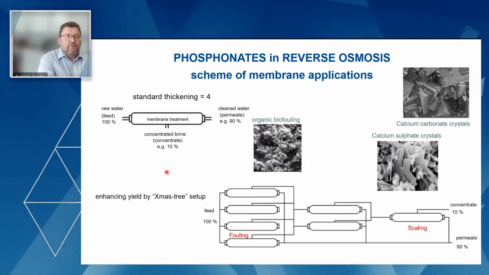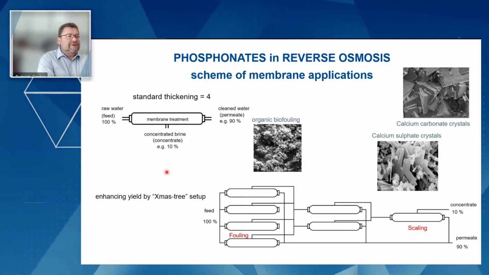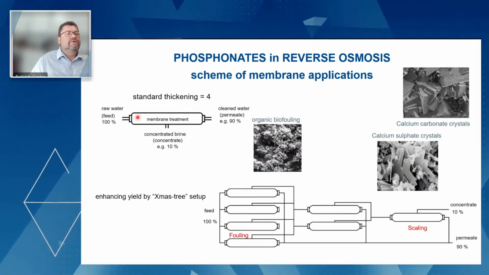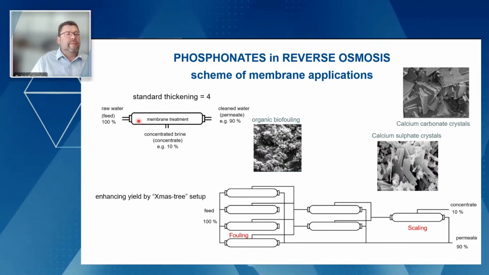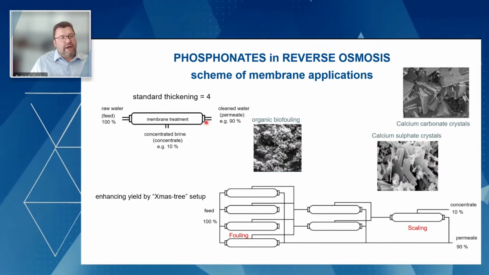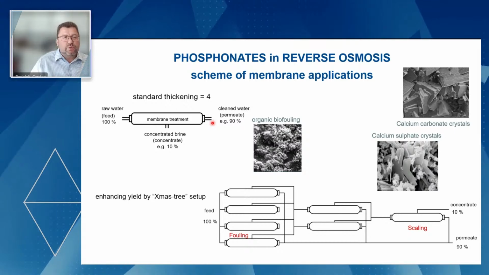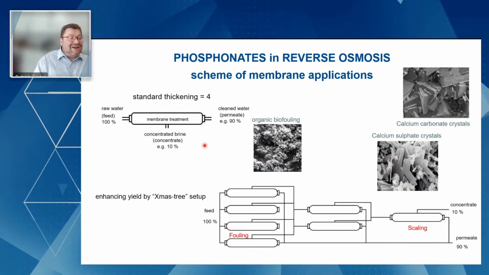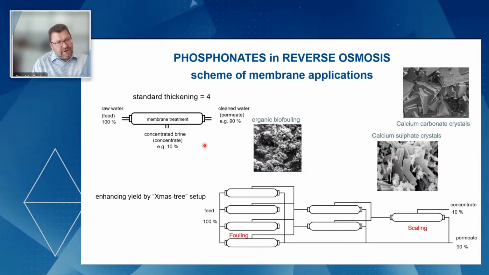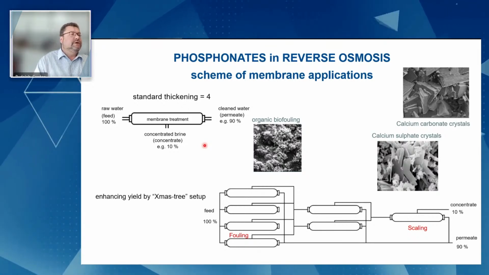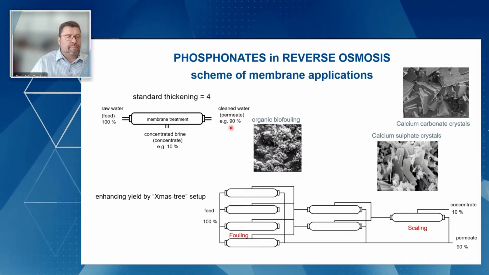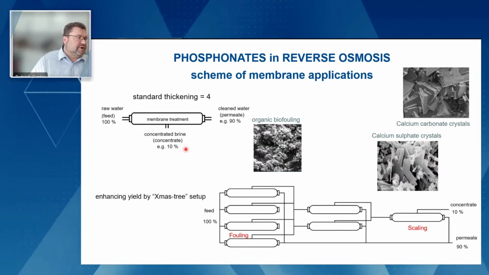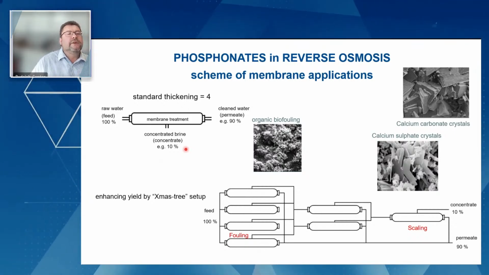If we speak in more detail about reverse osmosis, the principle is we have a feed water, and the feed water is pressed through a membrane, and by this we produce the cleaned water, or the permeate, and the concentrate. At the end of the process, approximately 90% of the water is transformed into the permeate, and only 10% remains as a concentrate and is the waste.